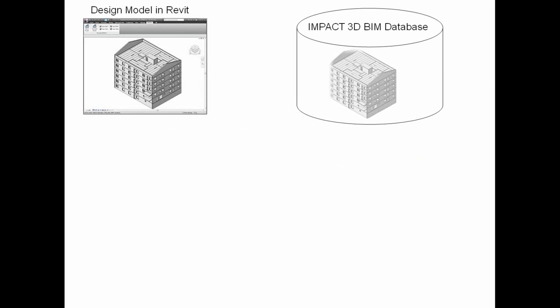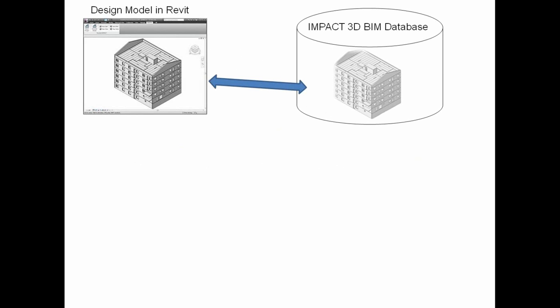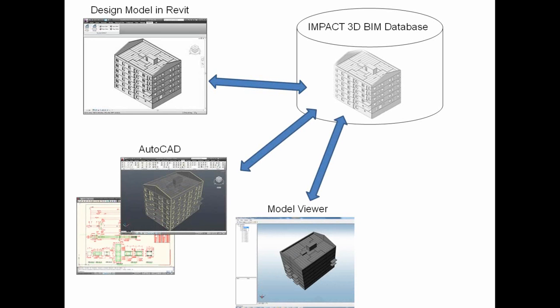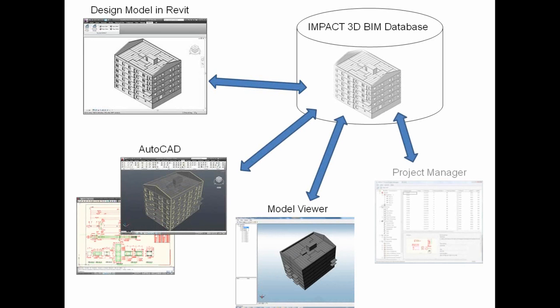This is an overview of the reference project that we're going to look closer at later on. We have a design model in Revit, and by using Revit Base Tools, we can save all the elements from Revit to the IMPACT 3D BIM Database. Then we can continue working with the elements by using 3 different IMPACT modules. We can generate floor plans and shop drawings in IMPACT Precast based on AutoCAD, view the whole model in IMPACT Model Viewer, and we can view the information about the project in IMPACT Project Manager.